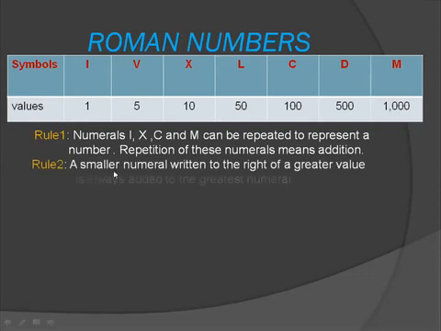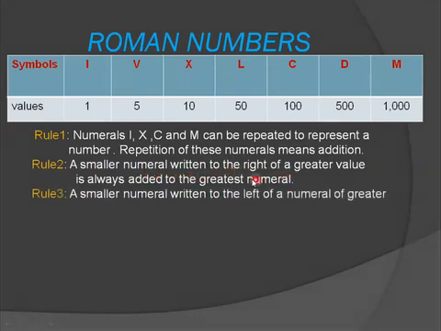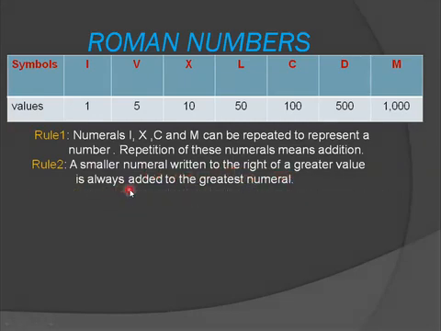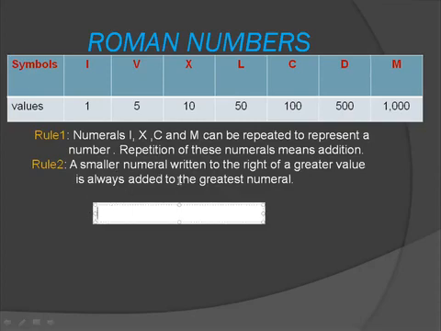Let us see rule number 2. What is rule number 2? A smaller numeral written to the right of a greater value is always added to the greater numeral. If you write a small number on the right side, it is always added to the greater numeral. Let us see an example for this. Suppose now I write IX.